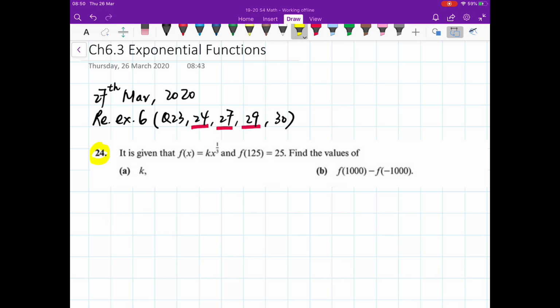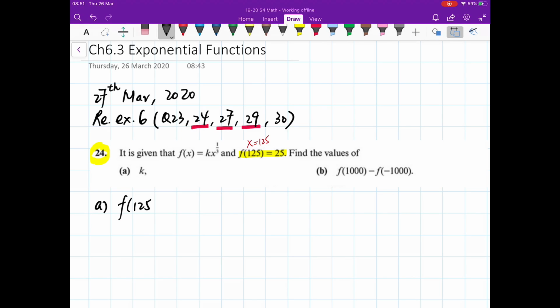So it is given that f(x) equals kx to the power 1 over 3 and f(125) equals 25. We know that this is important information, so I highlighted it. Also, we know that we have to substitute x equals 125. It asks you to find the value of part A, k. Okay, so let's start with k.